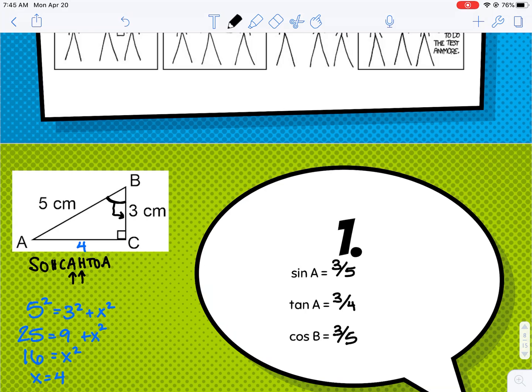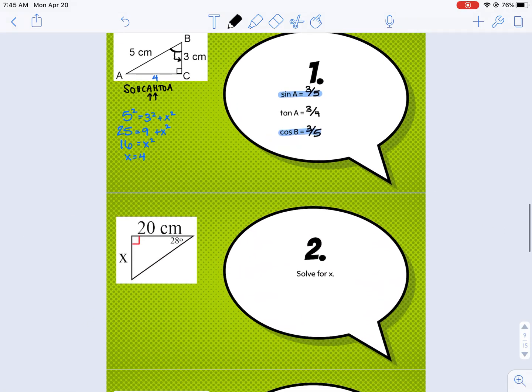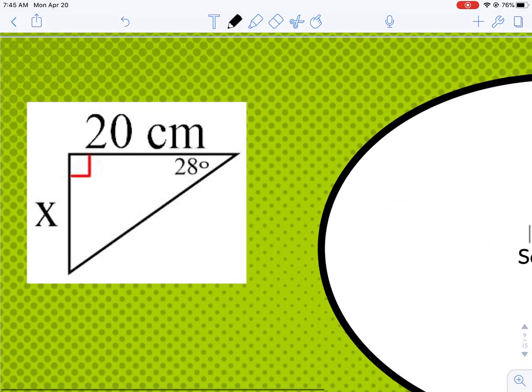And some of you are noticing, hold up, this can't be cosine of B because it was also sine of A. And friends, those things are always the same. So the sine of A is always the cosine of B. The sine of B is always the cosine of A, assuming they're in the same triangle. Cool. All right, we're going to practice solving for it now.